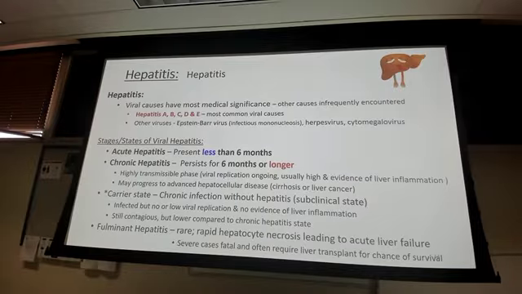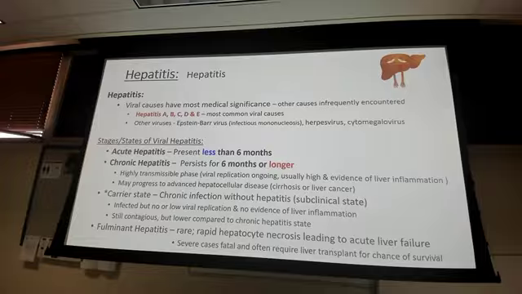There's also something called a carrier state where somebody has a chronic infection, but their liver is not inflamed. And this is kind of tricky because some people have hepatitis and they don't know they have it, and then they go and they try to donate blood, which we screen for, thankfully, or they have unprotected sex or whatever, right? And they could actually pass this off to other people because they don't know they have it.